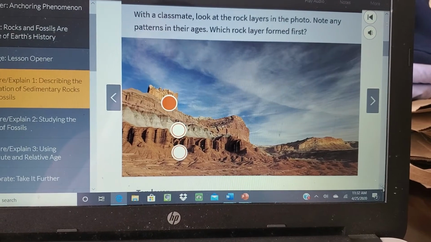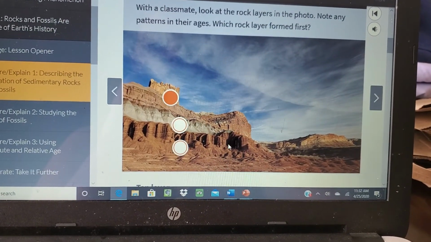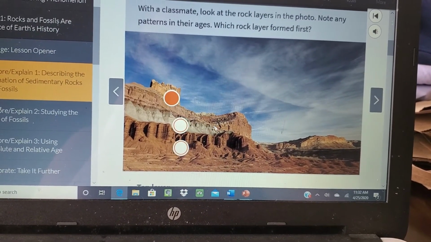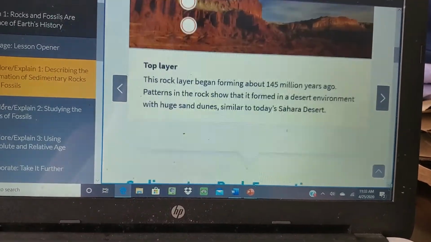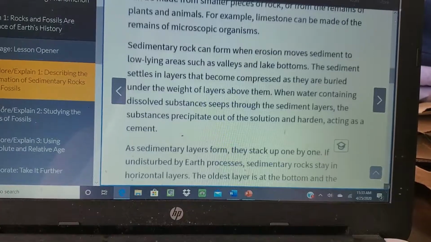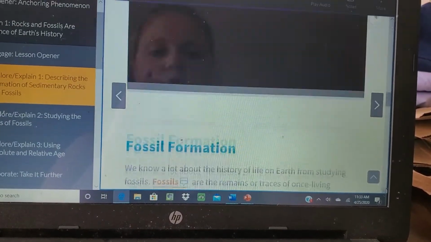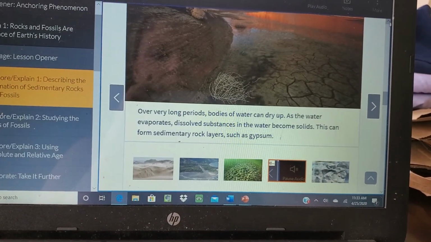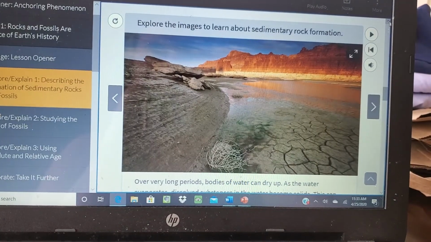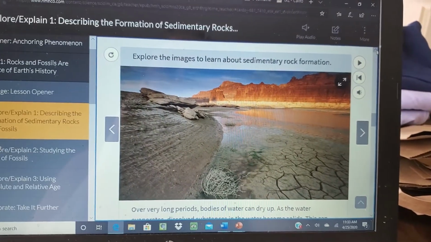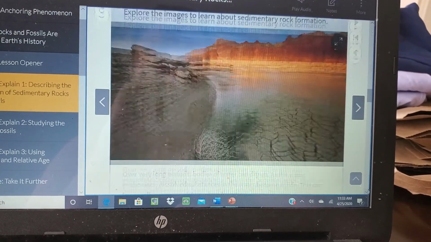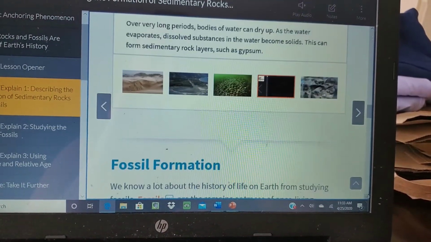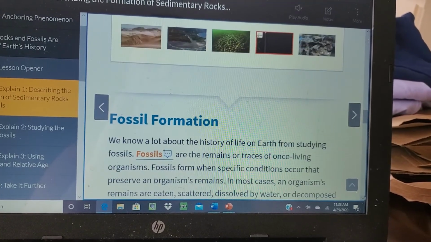So obviously she's telling us, as we read through, when each one was formed and how it was formed and what kind of environment it was formed in. So you guys are going to go all the way down here. We have a couple questions for you to answer. You're going to explore these images to learn about sedimentary rock further, and then answer some questions about the formation of those rocks.